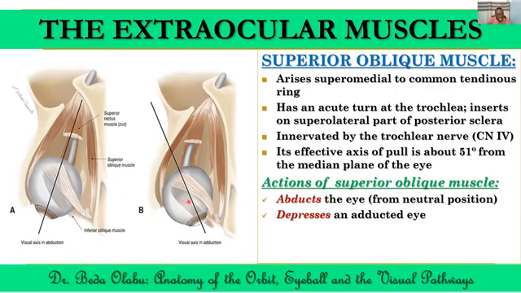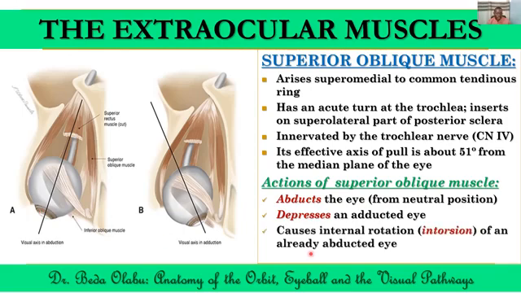It will also depress the eye, and depression is better illustrated on this image. If the eye is already adducted and superior oblique contracts, it will pull the posterior part of the globe forwards, and so the pupil will go down. That is depression. If, however, the globe is already abducted and superior oblique contracts, it will pull the posterior aspect of the globe medially, the lower part will go laterally, and that is now rotation. Particularly, that is internal rotation. So these are the actions of superior oblique.